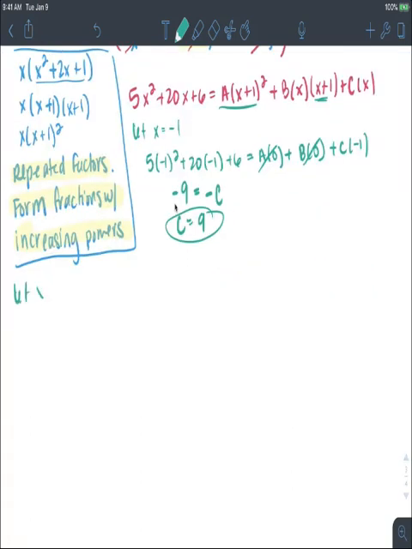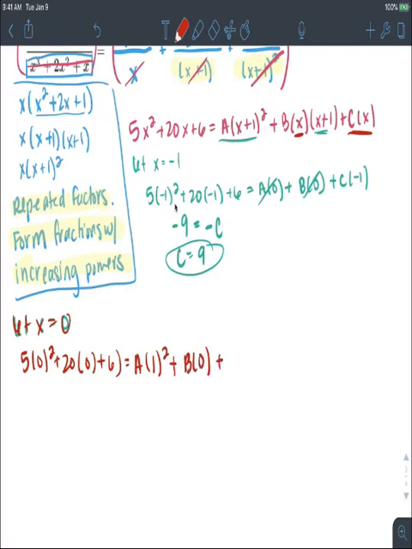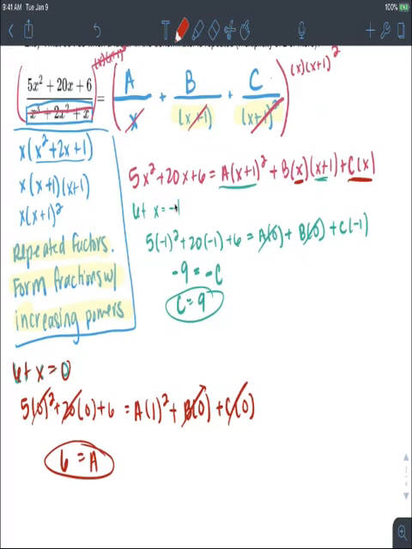All right, let's let x equal 0 this time to cancel out our last term here. Okay, so 5 times 0 squared plus 20 times 0 plus 6 is equal to, let's see, a times 1 squared plus, oh, when I plug in 0 here, that gives me a 0. So b times 0 plus c times 0. Okay, so all those cancel. That cancels, that cancels. You get 6 is equal to a. Ooh, that was nice. Okay, so I have my a is 6 and my c is 9.